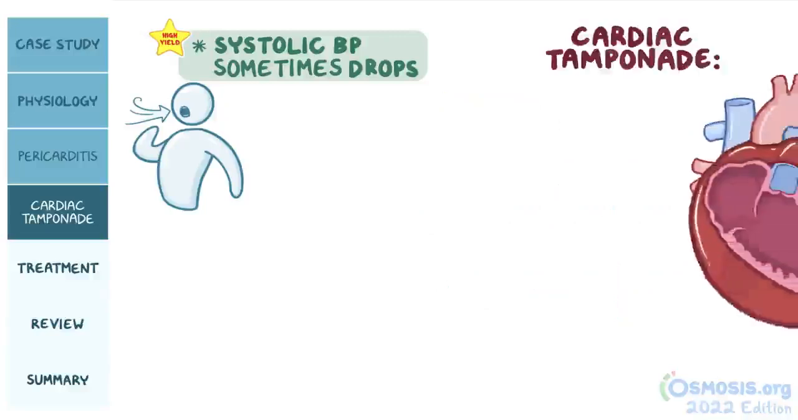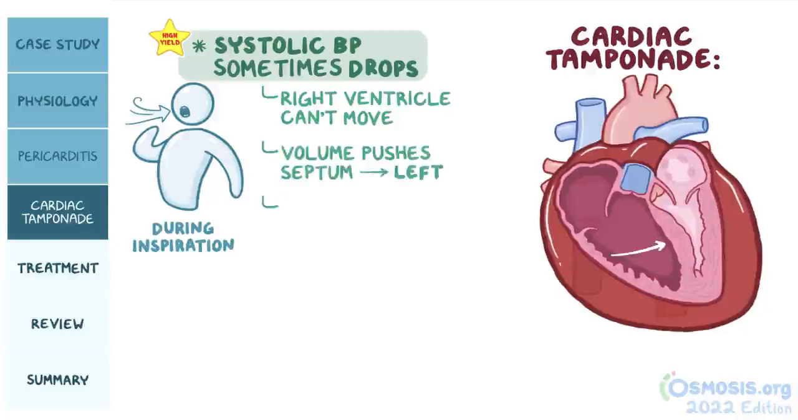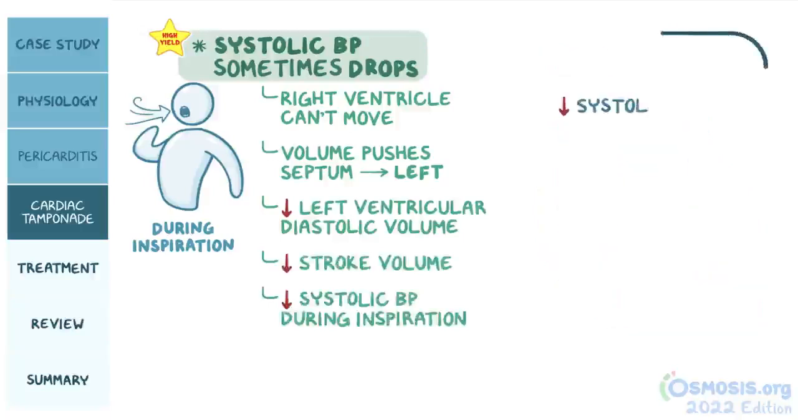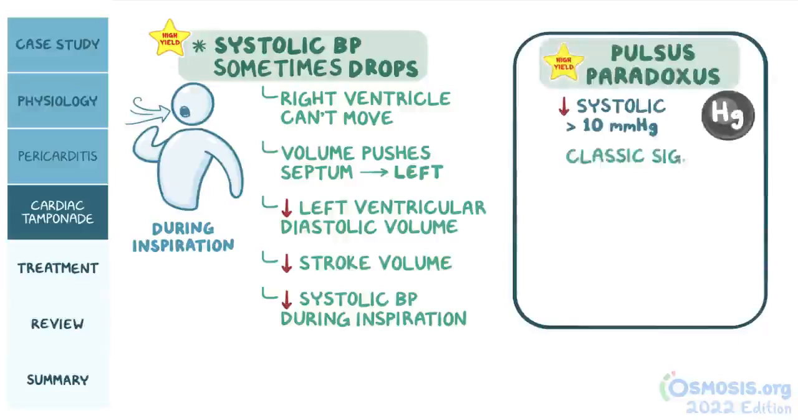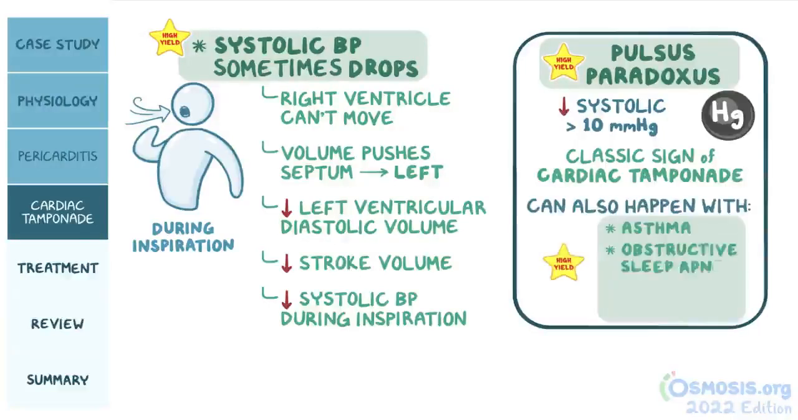In cardiac tamponade, during inspiration, the right ventricle can't move into the pericardial space, so the extra volume pushes the interventricular septum toward the left. This leads to a reduction in left ventricular diastolic volume, a lower stroke volume, and a drop in systolic blood pressure during inspiration. A decrease in the systolic pressure of greater than 10 millimeters of mercury is called pulsus paradoxus. And the high-yield fact here is that it's a classic sign of cardiac tamponade, but can also happen with asthma, obstructive sleep apnea, croup, and pericarditis.